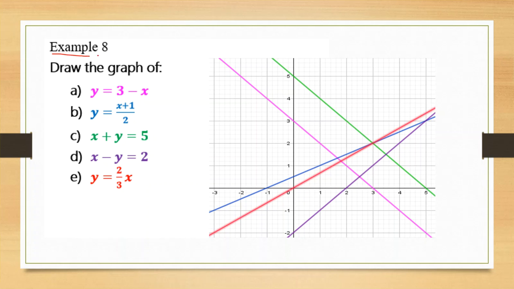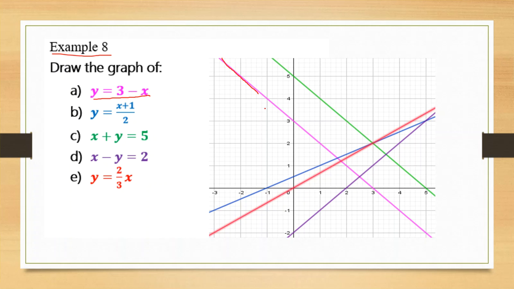Example 8, draw the graph of y equals 3 minus x. So you can see the colours match up. 3 minus x looks like this one. So you could do a table of values. I'm actually going to show you in GeoGebra in video 2 how this works. It's better in GeoGebra. You can do the table of values though. 2 points should be enough.